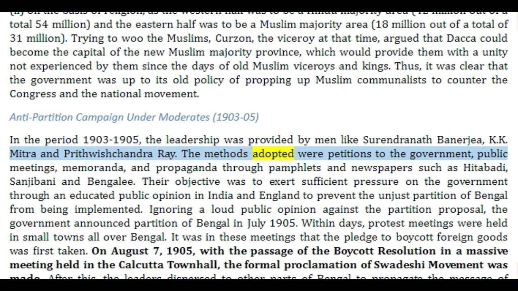The methods adopted were petitions to the government, public meetings, memoranda, and propaganda through pamphlets and newspapers such as Hitabadi, Sanjeevani, and Bengali. Their objective was to exert sufficient pressure on the government through an educated public opinion in India and England to prevent the unjust partition of Bengal from being implemented. Ignoring a loud public opinion against the partition proposal, the government announced partition of Bengal in July 1905.